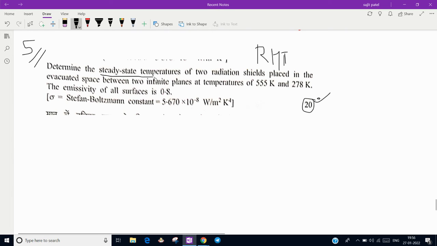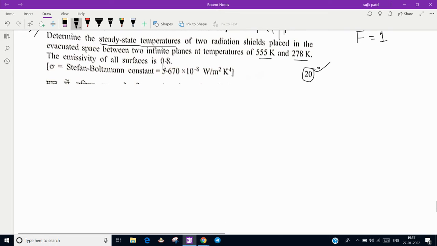So, first underline the words steady state. Determine the temperature of two radiation shields placed in the evacuated space between two infinite plates at temperatures 555 Kelvin and 278 Kelvin. Here, two infinite plates and two flat radiation shields are there. Whatever the shape factor or view factor between any two surfaces will be 1, and emissivity of all the surfaces is 0.8. All the surfaces, that means including both the plates as well as the shields. The Stefan-Boltzmann constant value is given.